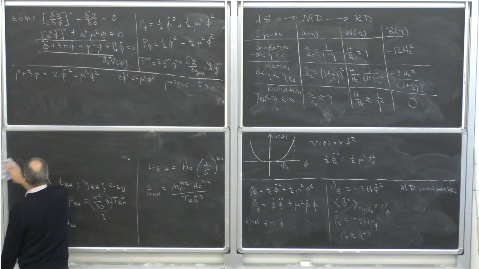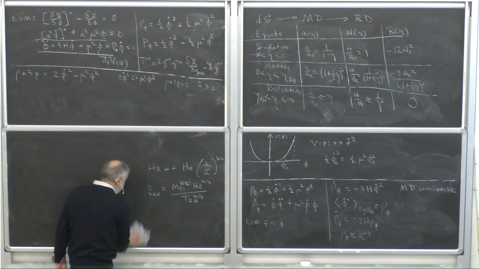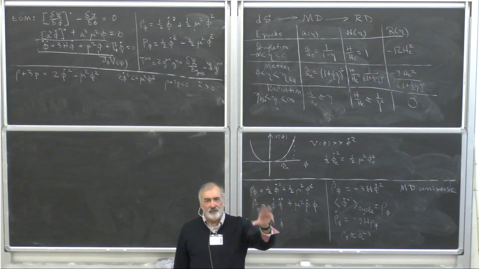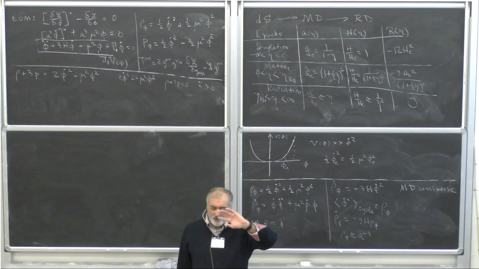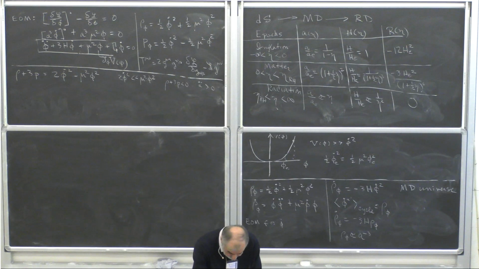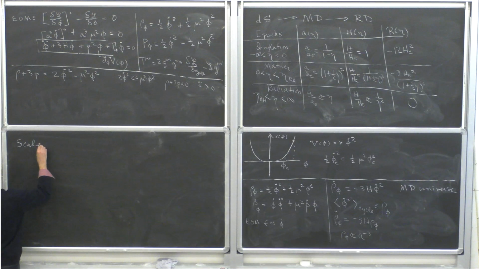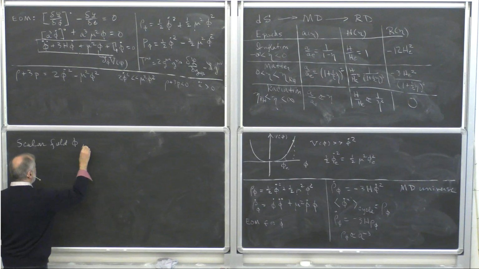The simplest thing to start with is to assume that the spectator field is a scalar field, because scalar fields are easier to work with, and if we understand all the intricacies of a scalar field, it will make studying fermions, spin 3/2, massive vector fields, etc., that much easier. All right, so let's assume that we have a scalar field, phi, which is a spectator field.